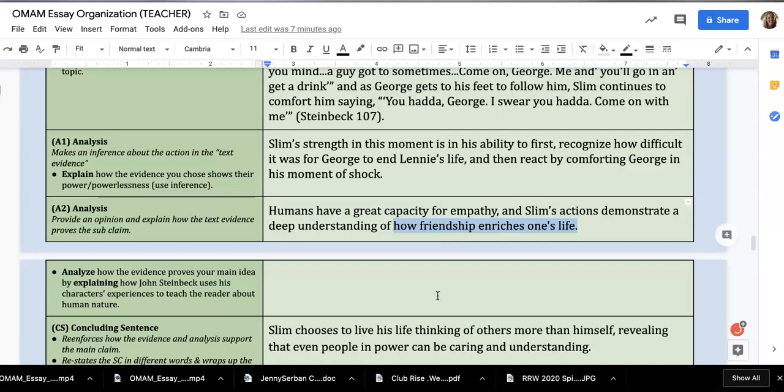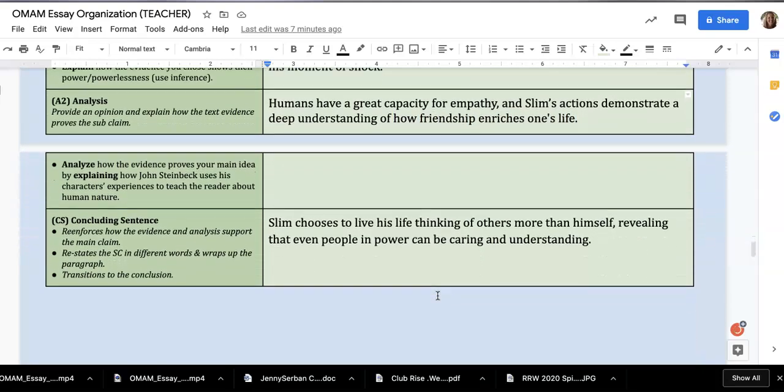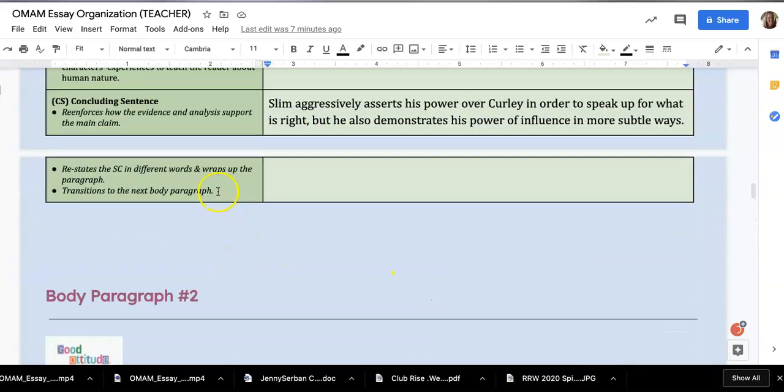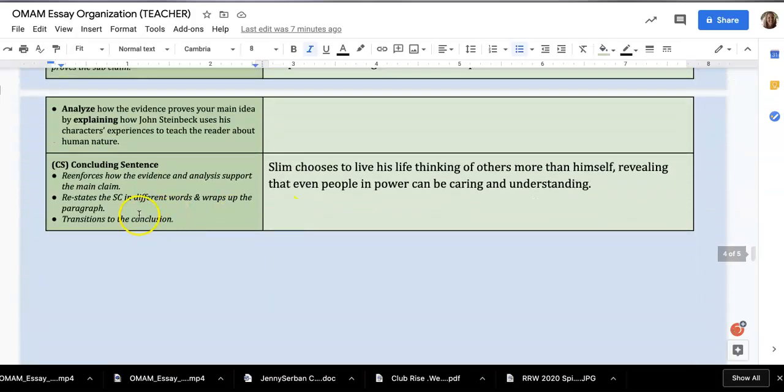Then I go to my concluding sentence. Now this concluding sentence is a little different than the previous one. The previous one was a transition to the next body paragraph, but this one is actually a transition to the conclusion right here. So this one says, Slim chooses to live his life thinking of others more than himself, revealing that even people in power can be caring and understanding. So again, I didn't restate the subclaim using different words, but I did wrap up the paragraph and I transitioned into the conclusion. So that's your two body paragraphs.